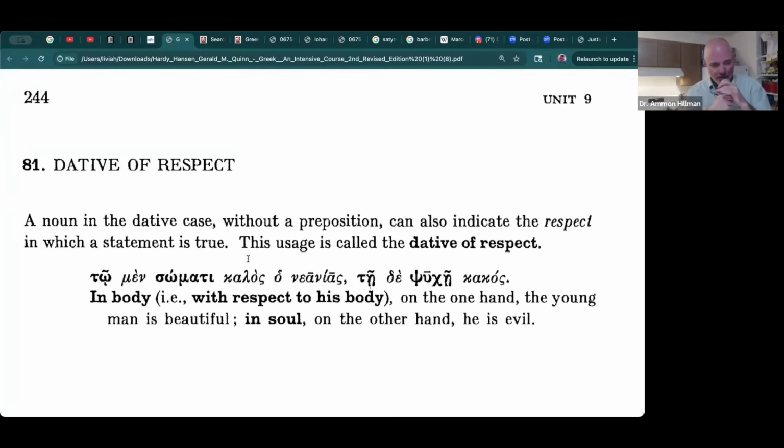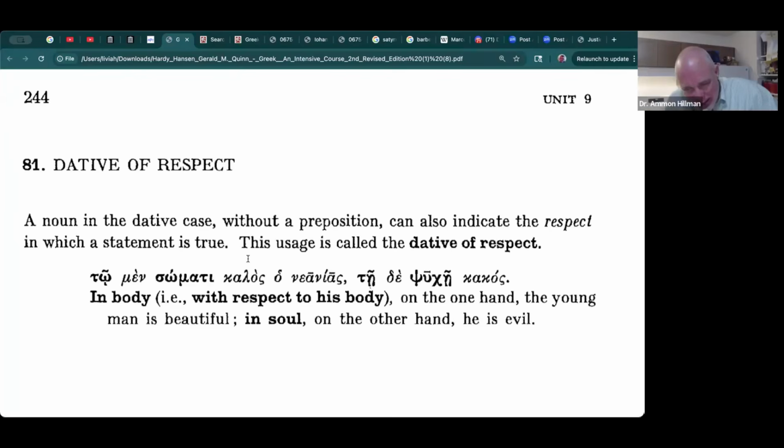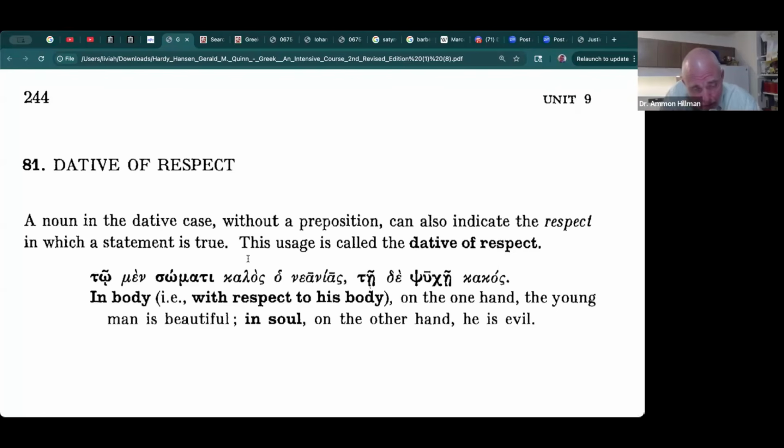Let me give you one more dative. This is the dative of respect. It indicates the respect in which a statement is true. Look at the example. Toi men somati, with respect to his body. Just take out the men for a minute. Toi somati, with respect to his body. The Neanias is kalos with respect to his body, but he is kakos with respect to his psyche.